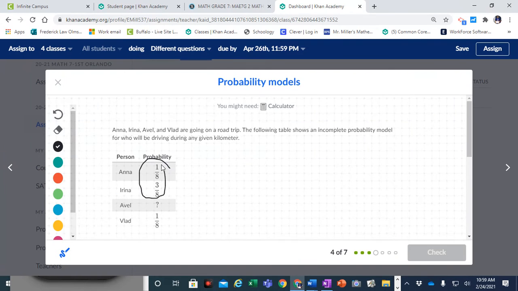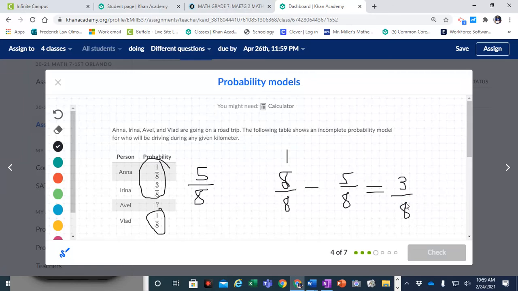So first of all, we want to figure out what their total is right now. So 1/8 plus 3/8 is 4/8, plus one more is 5/8. So that's 5/8. We know we have to add up to 1. So that would be 8 out of 8. Take away 5 out of 8 means it would be 3 out of 8.